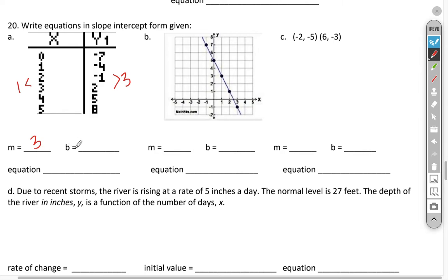All right, now it's asking for b, not our y-intercept, so we don't have to write this as an ordered pair. But in order to find our b, we need to look where the x value is 0. Oh, that's rough. So we found that right here, so our b is negative 7, which means our equation is going to be y equals 3x minus 7.